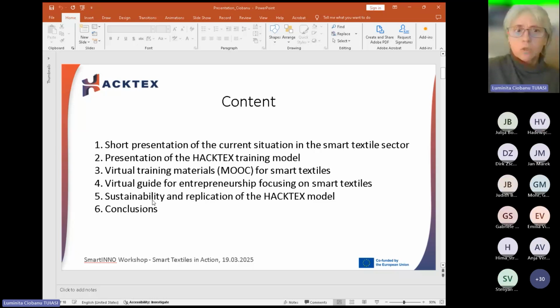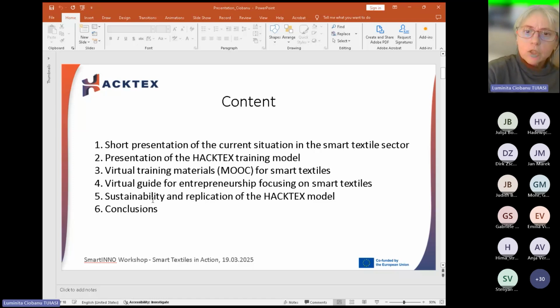I will do a very short presentation of the current situation in the smart textile sector. We will present the training model developed by the Hacktex project. We will discuss a little bit our virtual training materials. And then we will discuss the sustainability and replication level and possibilities for the Hacktex models.